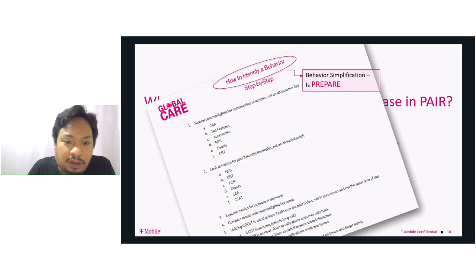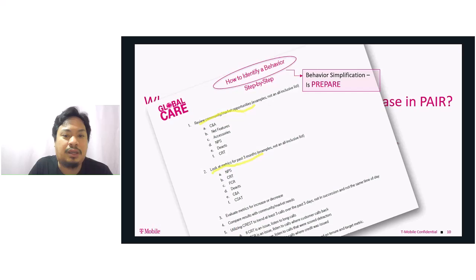Eh. No? Kasi halimbawa, review community and market opportunities. Ayan, nakalagay dito eh. Tingnan niyo. So it says here, review market community opportunities. Look at top 3 metrics in the past. Granting given na yan eh. Yung parang sinabi ni John kanina, you will look at the previous behaviors eh.